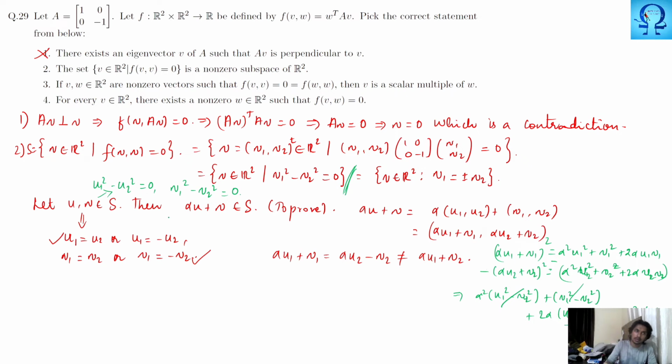Okay, hence this is not a subspace. So finally our conclusion is this is not a subspace. Option 2 is also false.